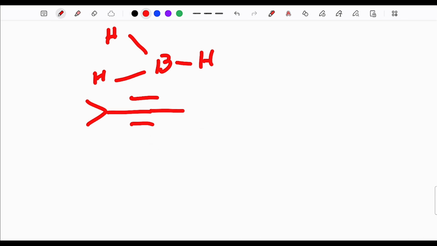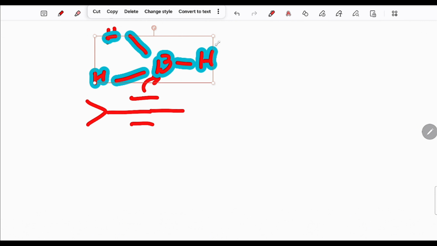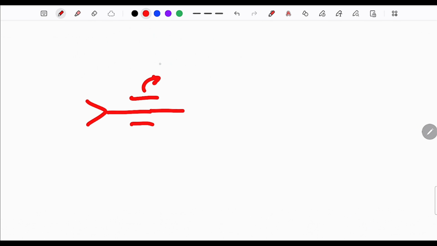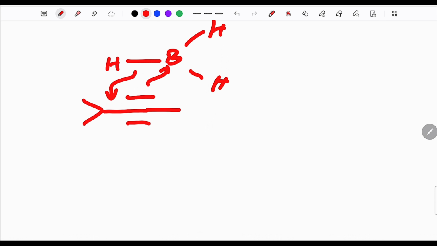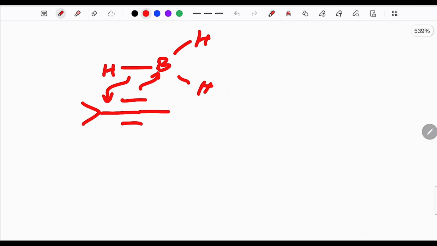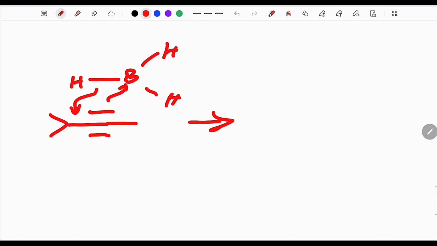But you guys understand that this bond will come and grab here. And I should probably instead just kind of flip this around. That would make it easier. H, B, H, H. There you go. So that comes and grabs there. That comes and grabs here. Okay. And we have that kind of intermediate there that will form.